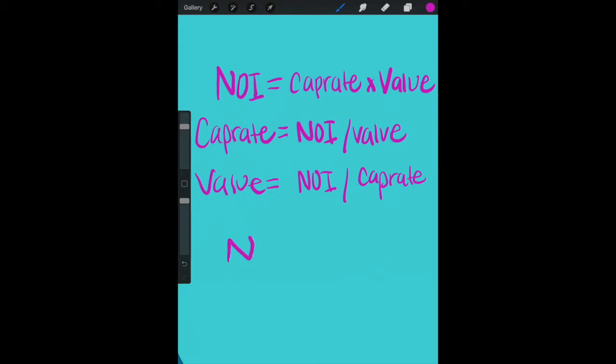You can also simplify it and break it down just to abbreviations to make it even easier to remember and memory dump on the test, like I did here. NOI is cap rate times value. Cap rate is, both of these are divided by NOI, or NOI divided by, sorry. And then the opposite. So if it's cap rate, it's value. If it's value, it's cap rate.